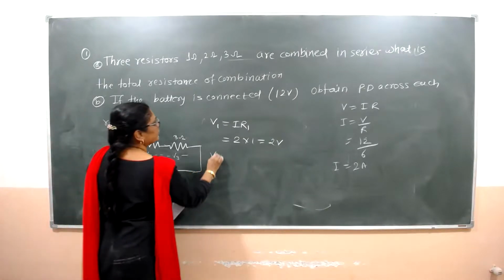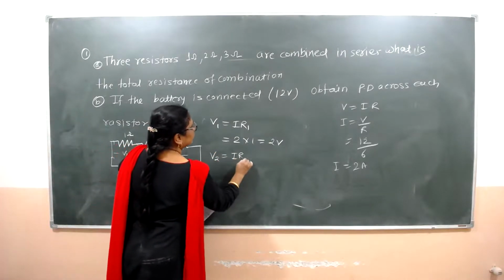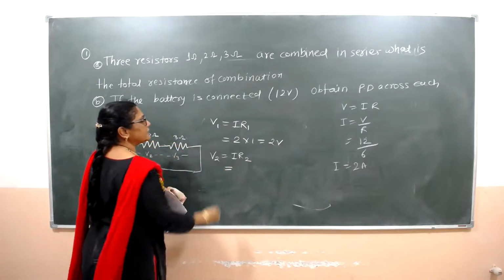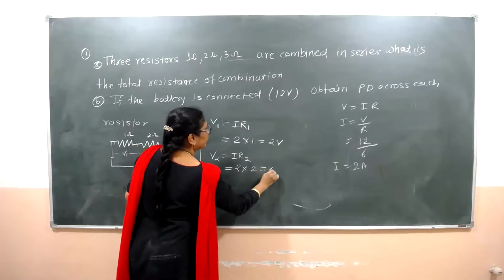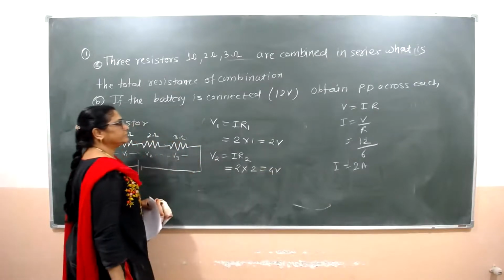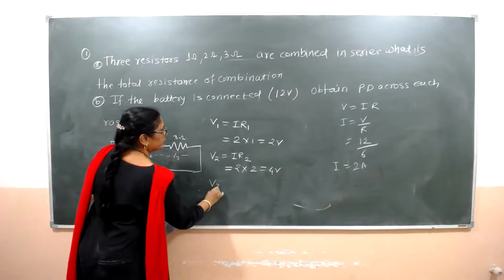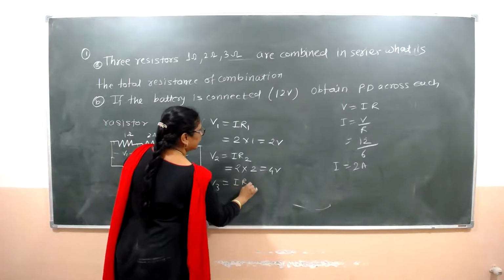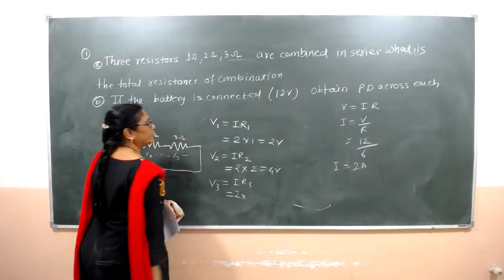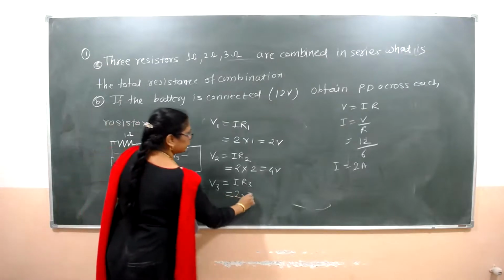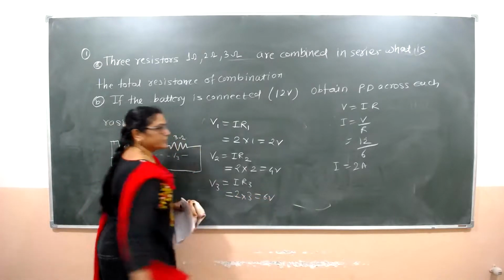V2 is equal to I into R2, that's I is equal to 2, into resistor 2, is equal to 4. V3 is equal to I into R3 is equal to current 2 into R3 is 3, is equal to 6.